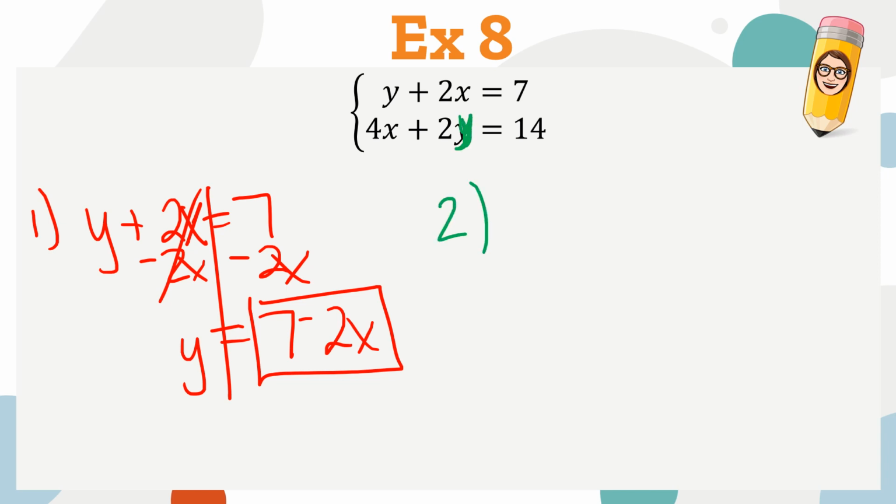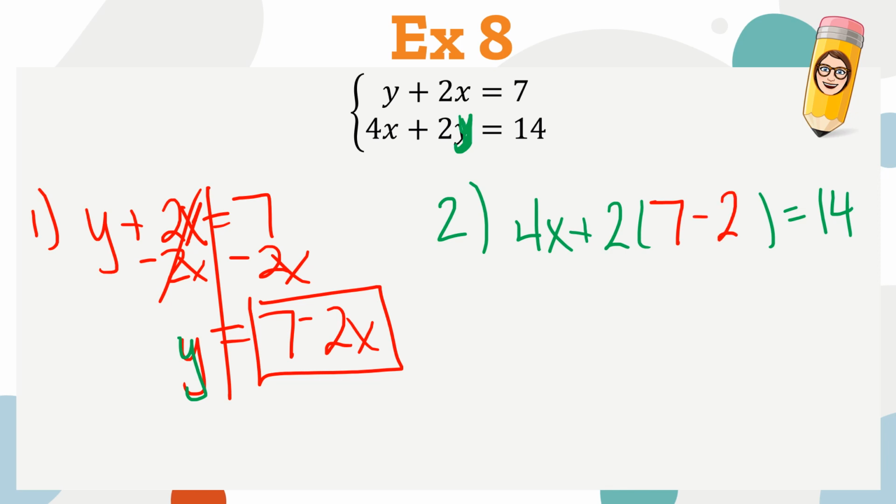Step 2, we're going to choose the other equation. You have to use the other. And where there's a y, I'm going to put parentheses. In those parentheses, I'm going to put what y is, 7 minus 2x. There we go. Let's do some solving.